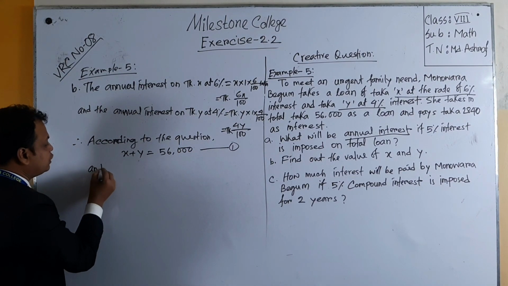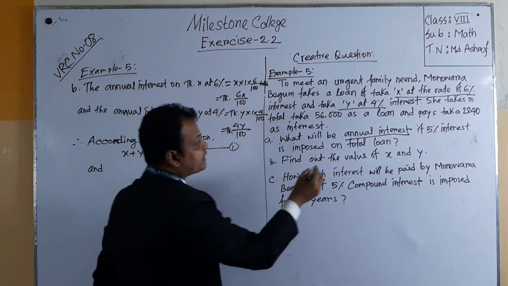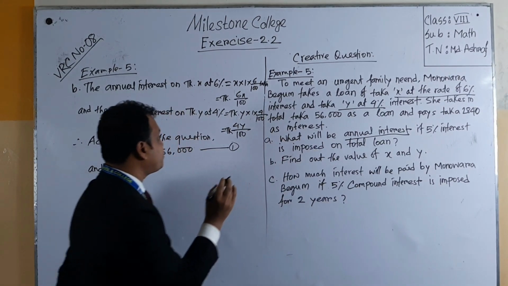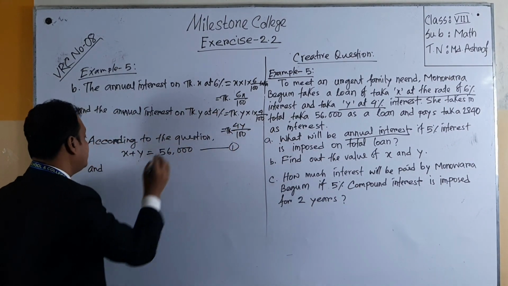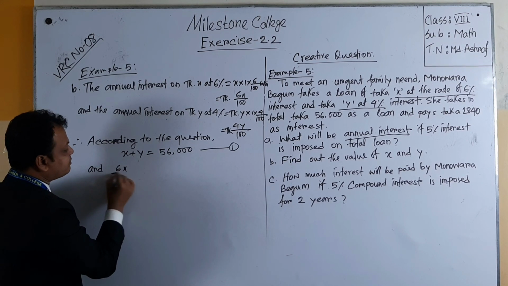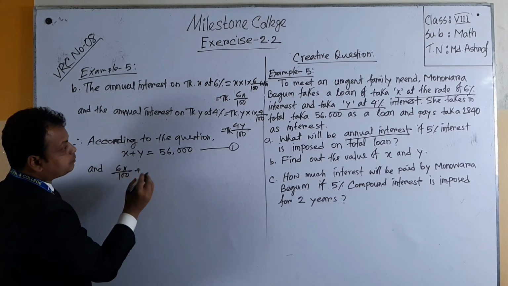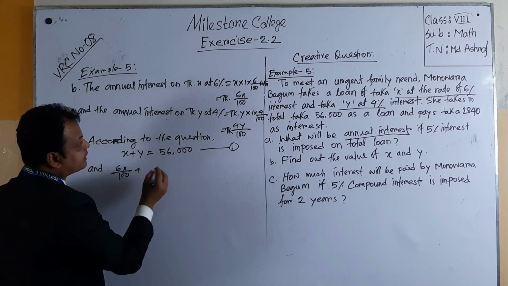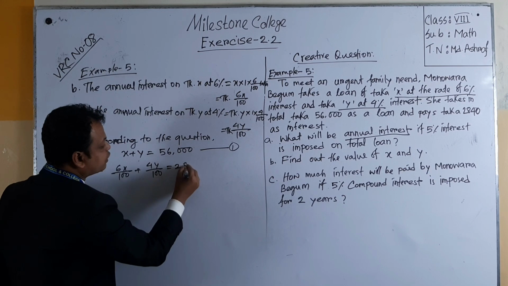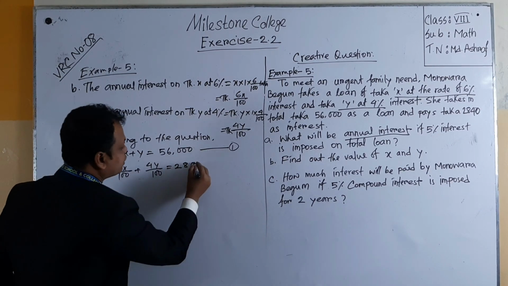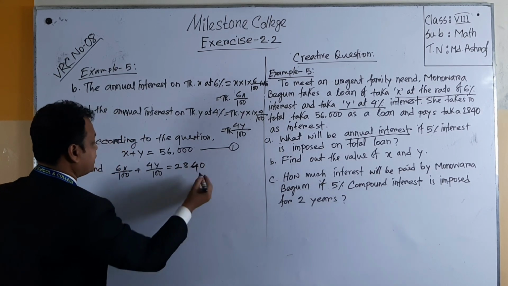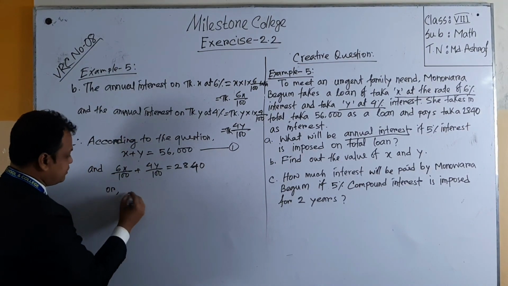And another thing, she pays taka 2,840 as interest. So we can tell that the addition of this interest and this interest will be the total interest. So we will get 6x divided by 100 plus 4y divided by 100 equals taka 2,840. Okay, 2,840. Now we can simplify this.